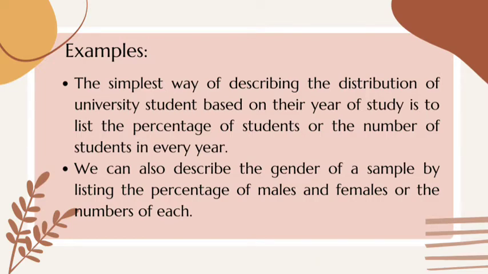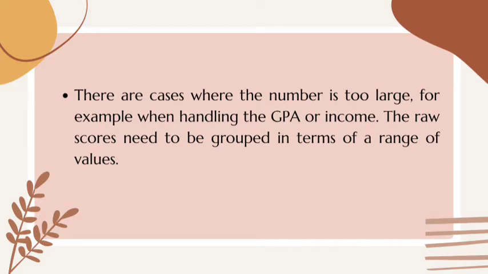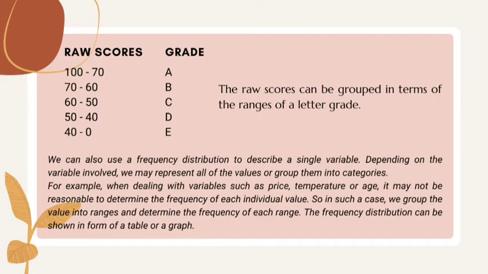But then, there are cases where the number is too large, like when handling the GPA or income. There are quite a number of possibilities in terms of values, and all the values will carry a few people. With that, the raw scores need to be grouped in terms of range of values. For example, the raw scores can be grouped in terms of ranges of a letter grade, just like what you see in a table. We can also use a frequency distribution to describe a single variable depending on the variable involved. We may represent all of the values or group them into categories.